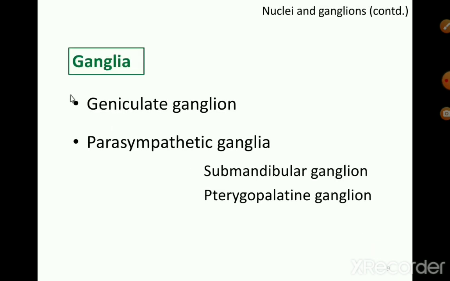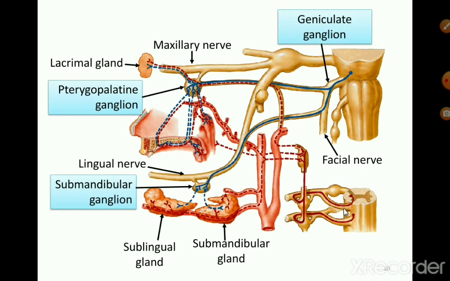The ganglia of the facial nerve. The geniculate ganglion; parasympathetic ganglia are submandibular and pterygopalatine ganglion. The location of the geniculate ganglion: the geniculate ganglion is located in the lateral part of the labyrinthine segment of the facial nerve, and here the geniculate fossa and geniculate ganglion are situated in this segment.